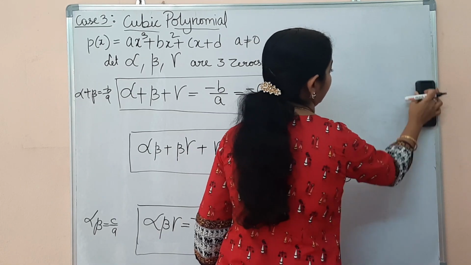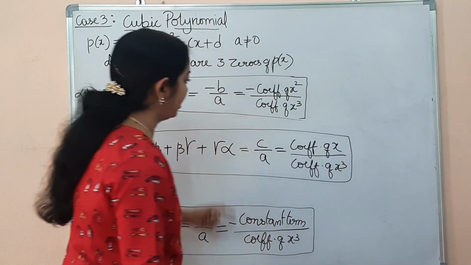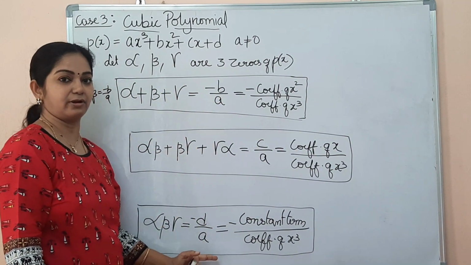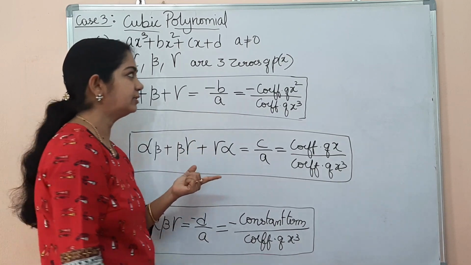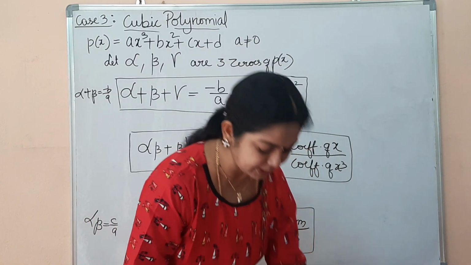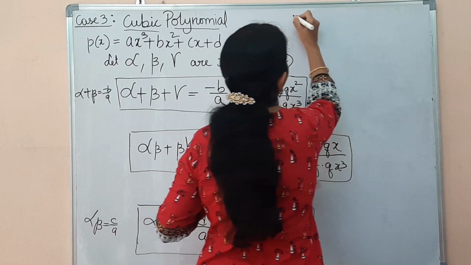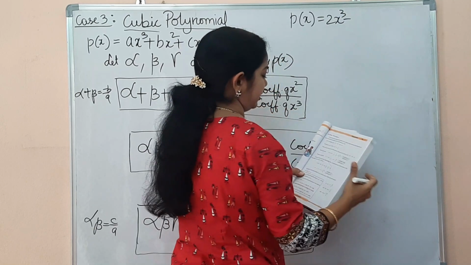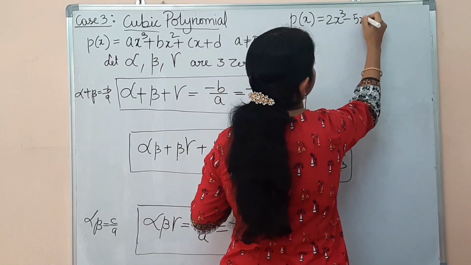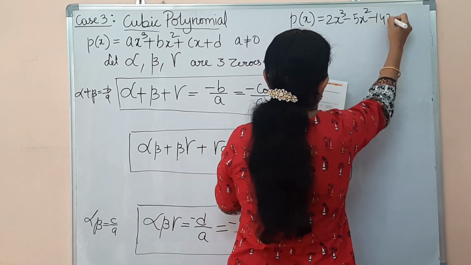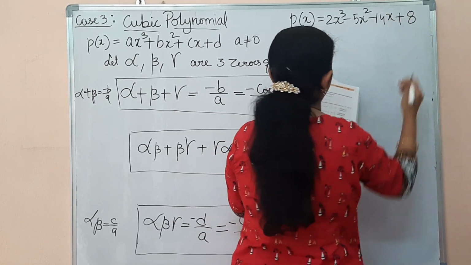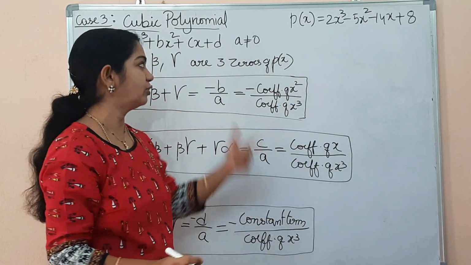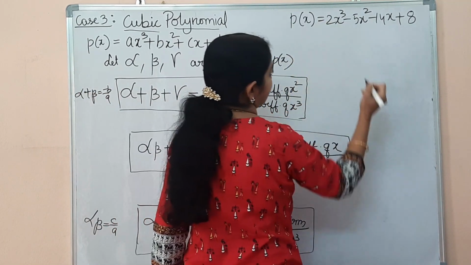You can remember it quickly and fast. Okay. Now, I will be validating these formulae using a textbook problem. Let's see the textbook example of a cubic polynomial: p of x is equal to 2x cube minus 5x square minus 14x plus 8. This is a cubic polynomial given in your textbook as an example problem.